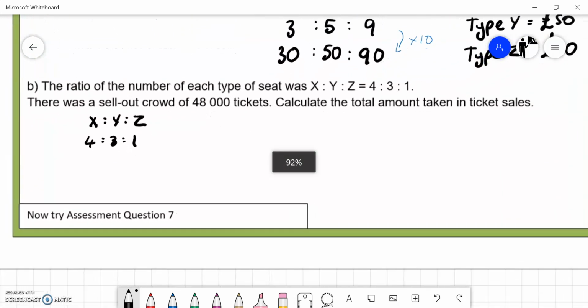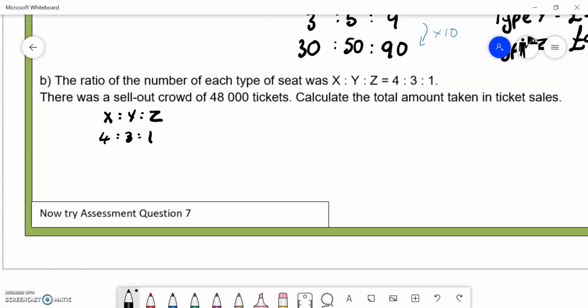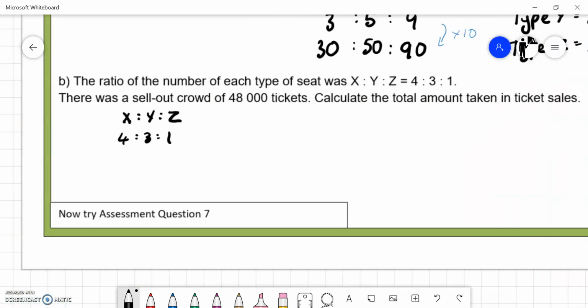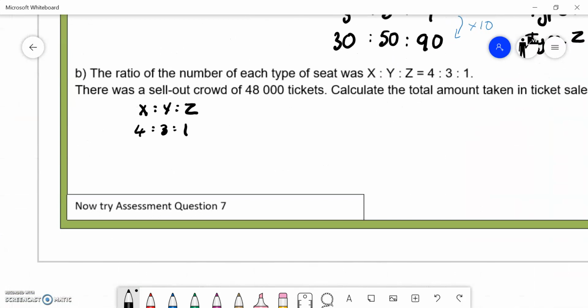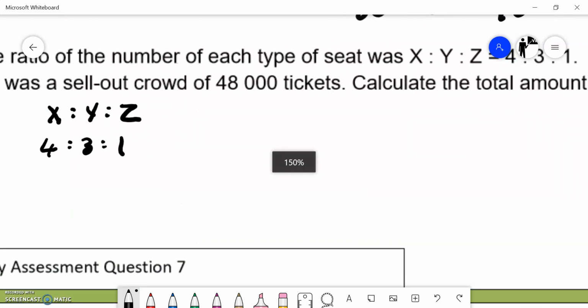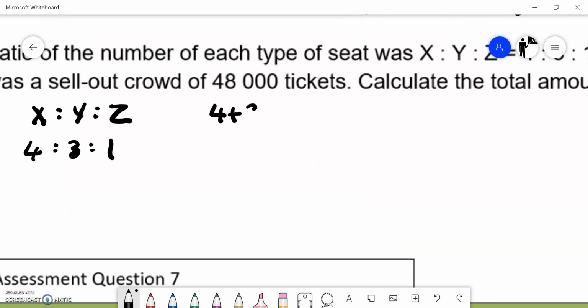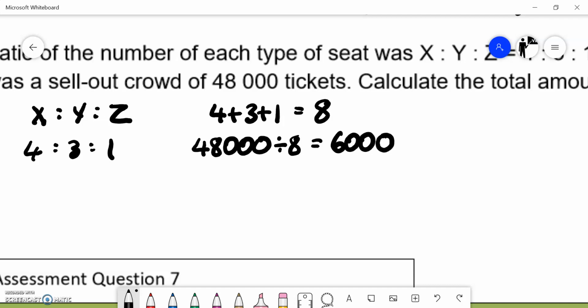Okay, so there's quite a lot going on here. We need to figure out how many cheap seats there were, how many middle seats there were, how many expensive seats there were, and then we can use that to figure out the cost, because we've now worked out the cost in part A. So here we need to share 48,000 in this ratio. So we're going to need to add the parts together, which is 8. So we're going to share that 48,000 between those 8 parts. 48,000 divided by 8 is 6,000. So that's for one part.